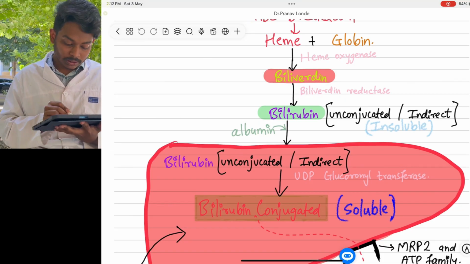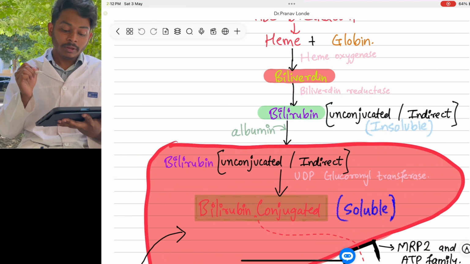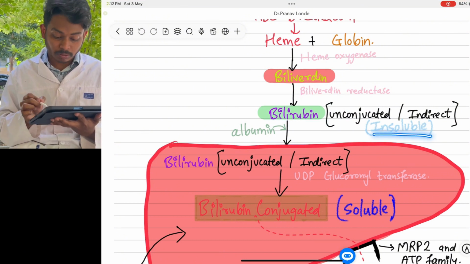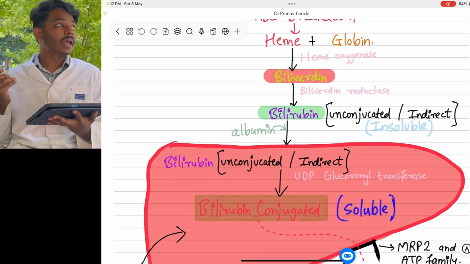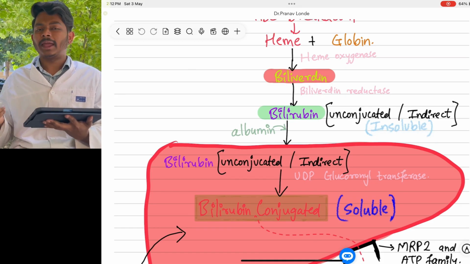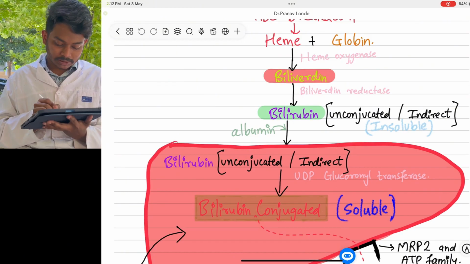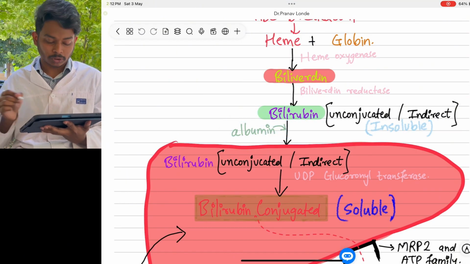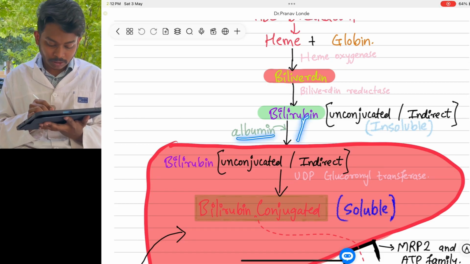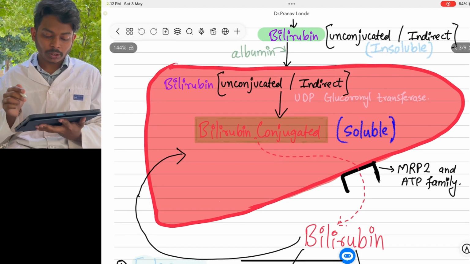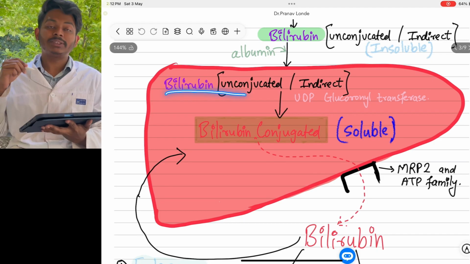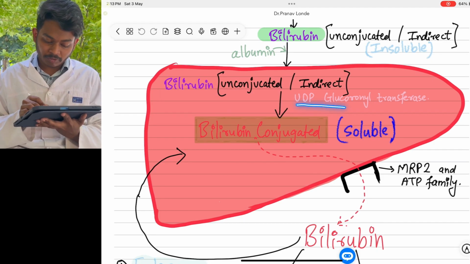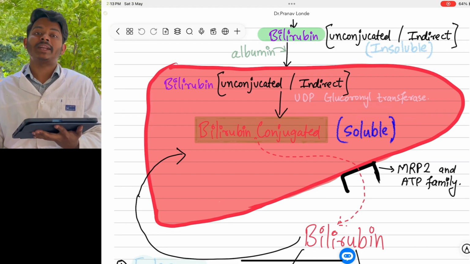Now this bilirubin which is formed is unconjugated, or we can say indirect. Why? Because it is insoluble, so our body cannot absorb this bilirubin and it is of no use. So this bilirubin, with the help of albumin acting as a transporter, is taken by albumin into the liver, and in the liver the unconjugated bilirubin is converted to conjugated bilirubin with the help of the enzyme UDP glucuronyl transferase.